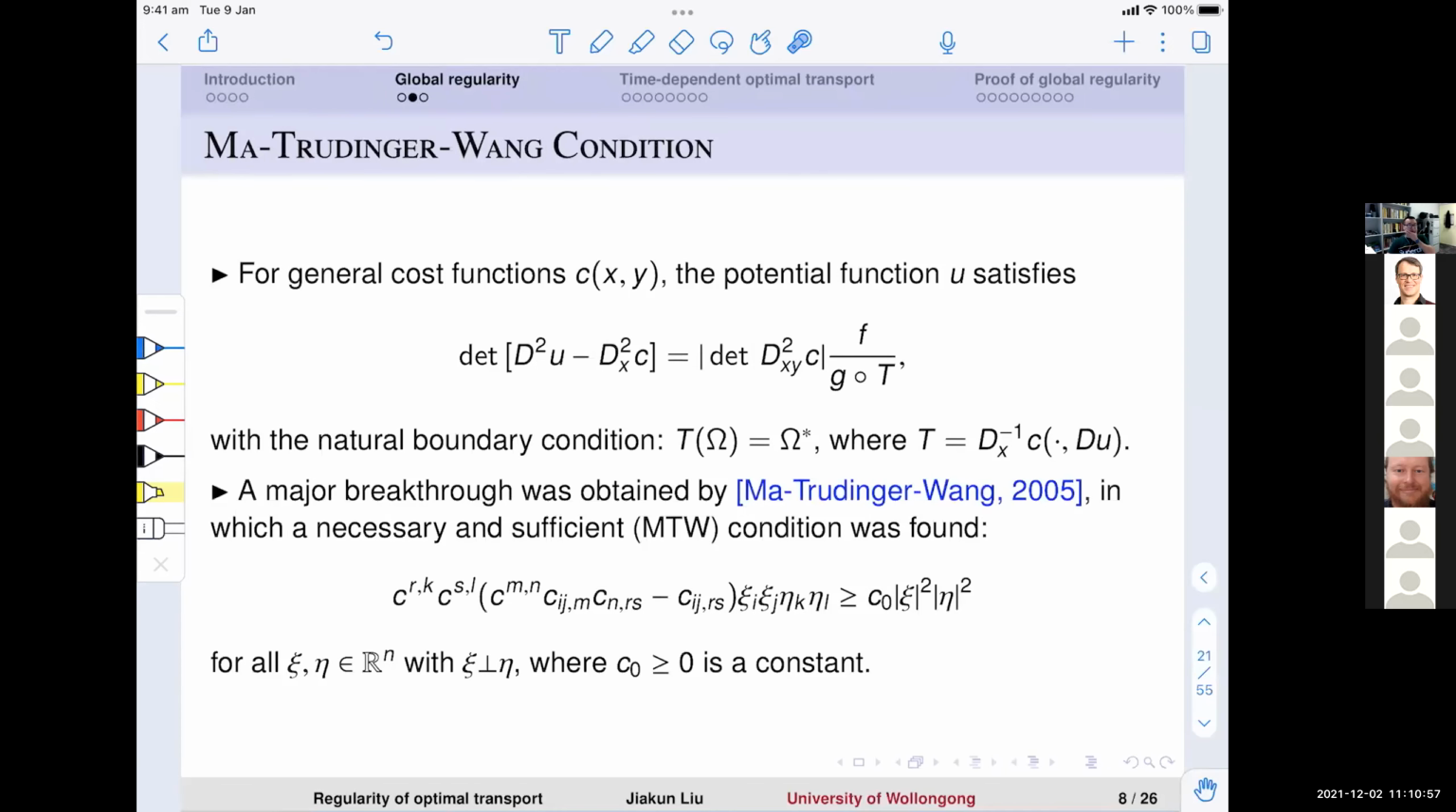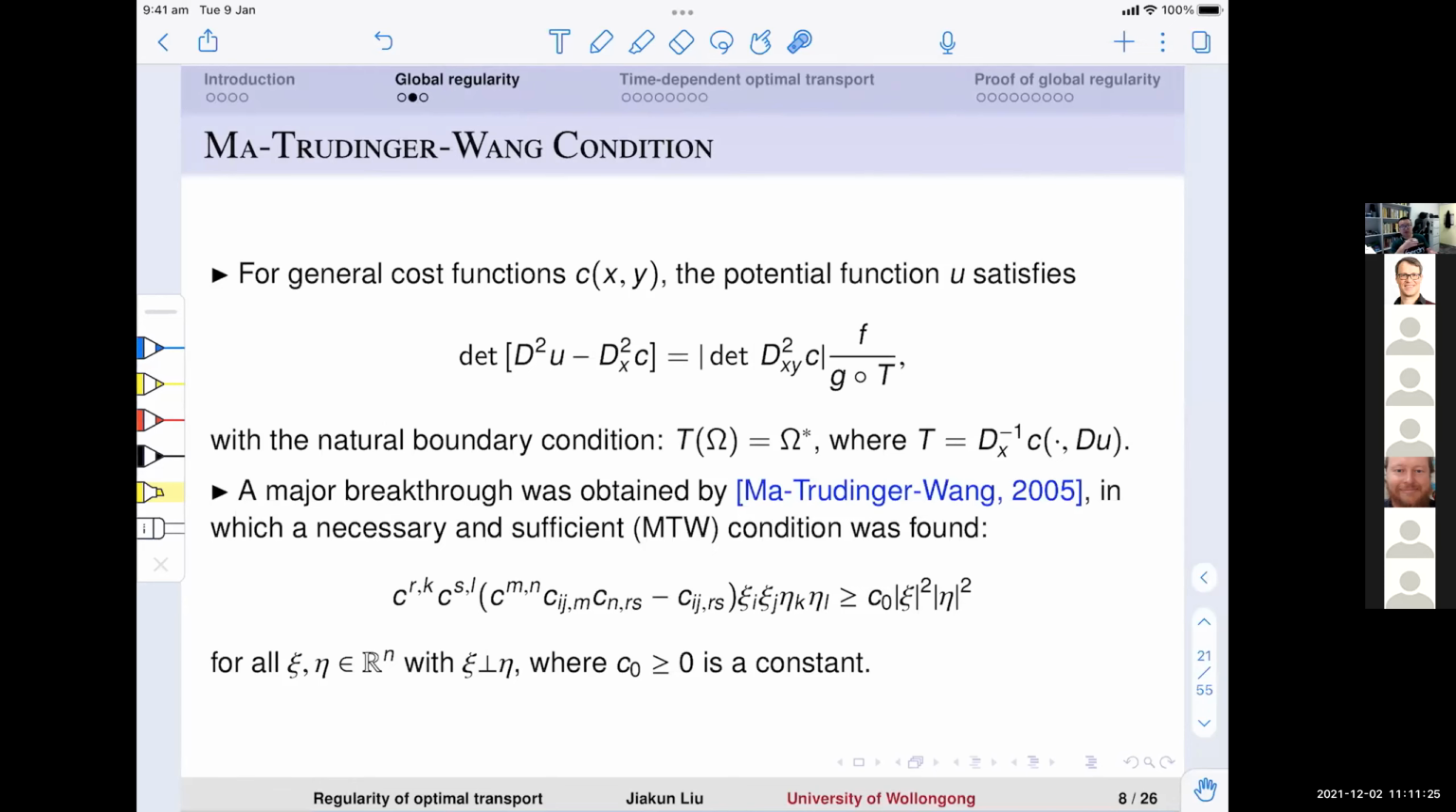A major breakthrough was given by Ma, Trudinger, and Wang in 2005, and they discovered a necessary and sufficient condition, which is now called the MTW condition. The condition is an inequality here. It's pretty long, as you can see, because it involves the first order derivatives of the cost function. However, in geometry, we have a much better understanding of this inequality.